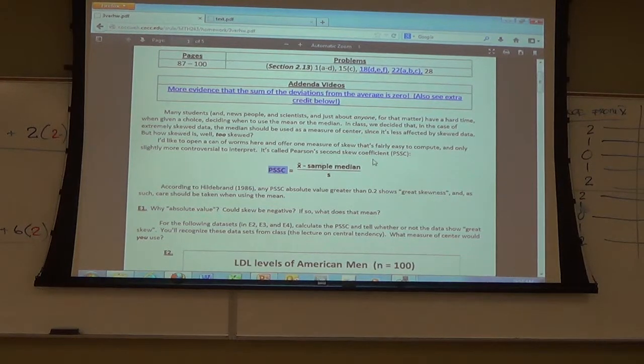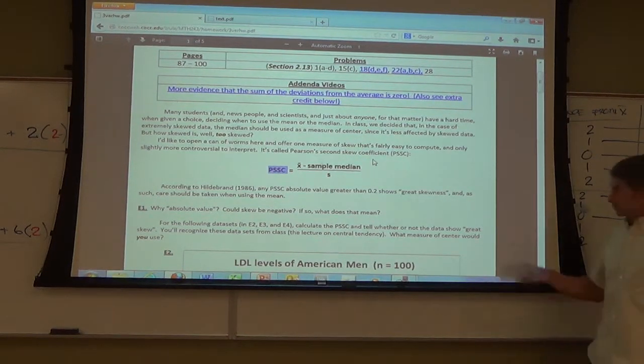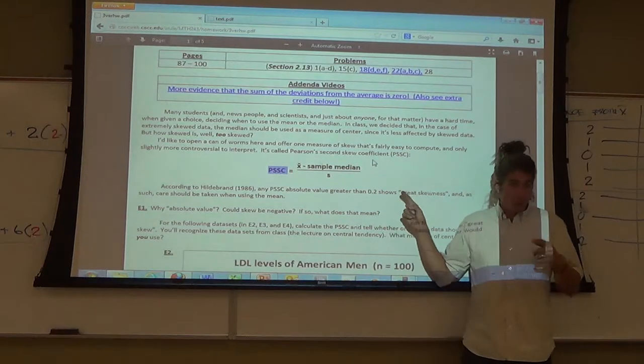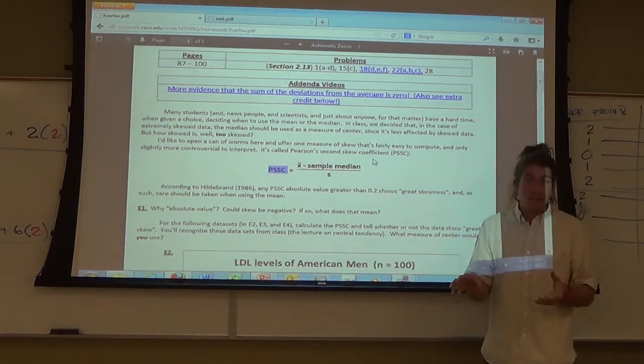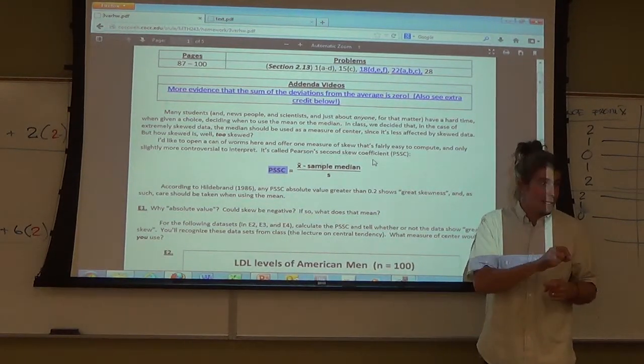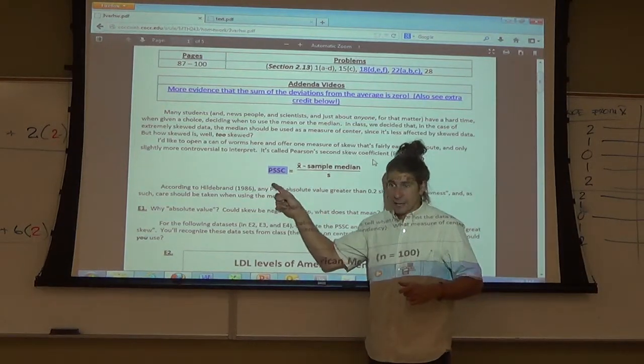Second skewness coefficient. Don't memorize that thing, okay? The only reason I bring it up, and you'll see it maybe if you choose to do an extra credit on the out-of-class exam, is you'll see how Excel actually calculates this thing.